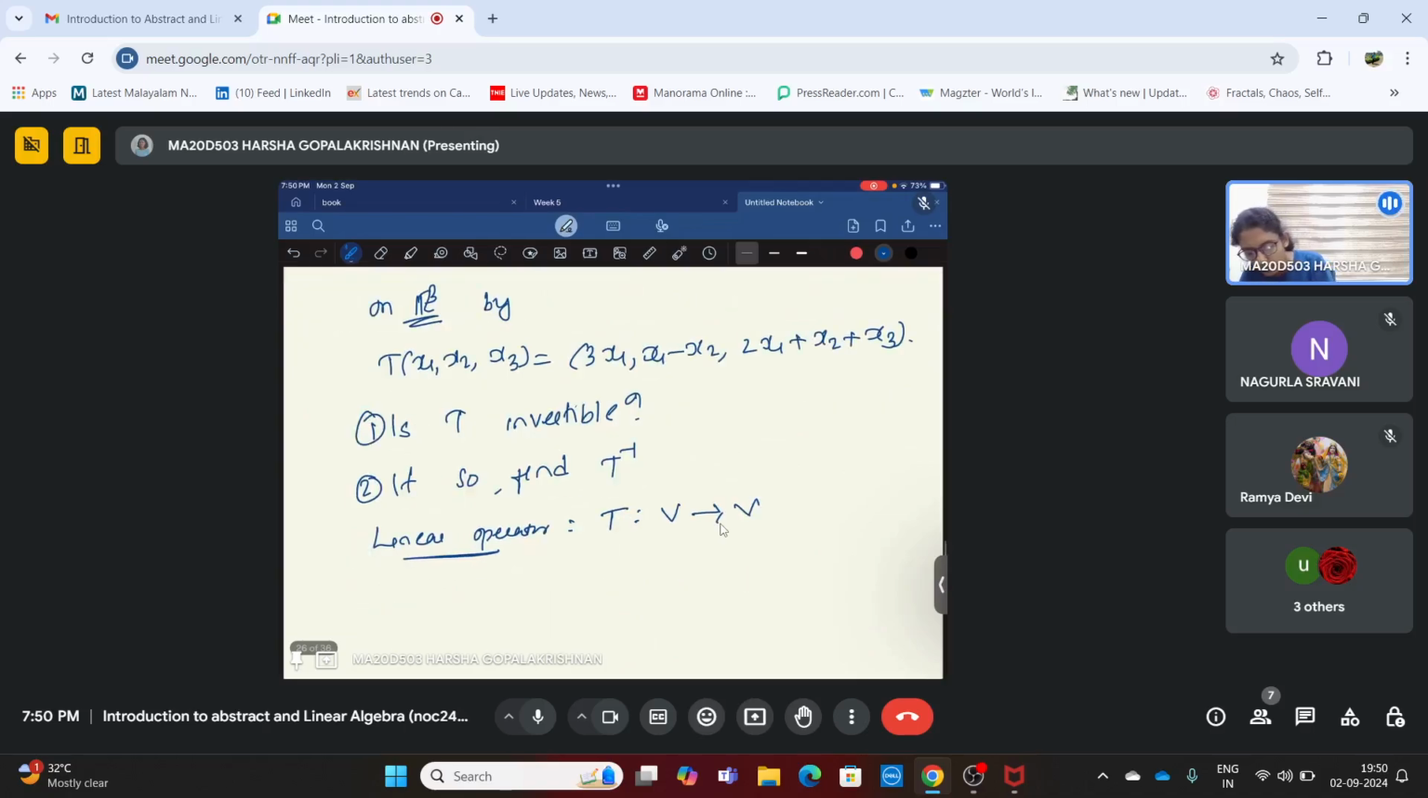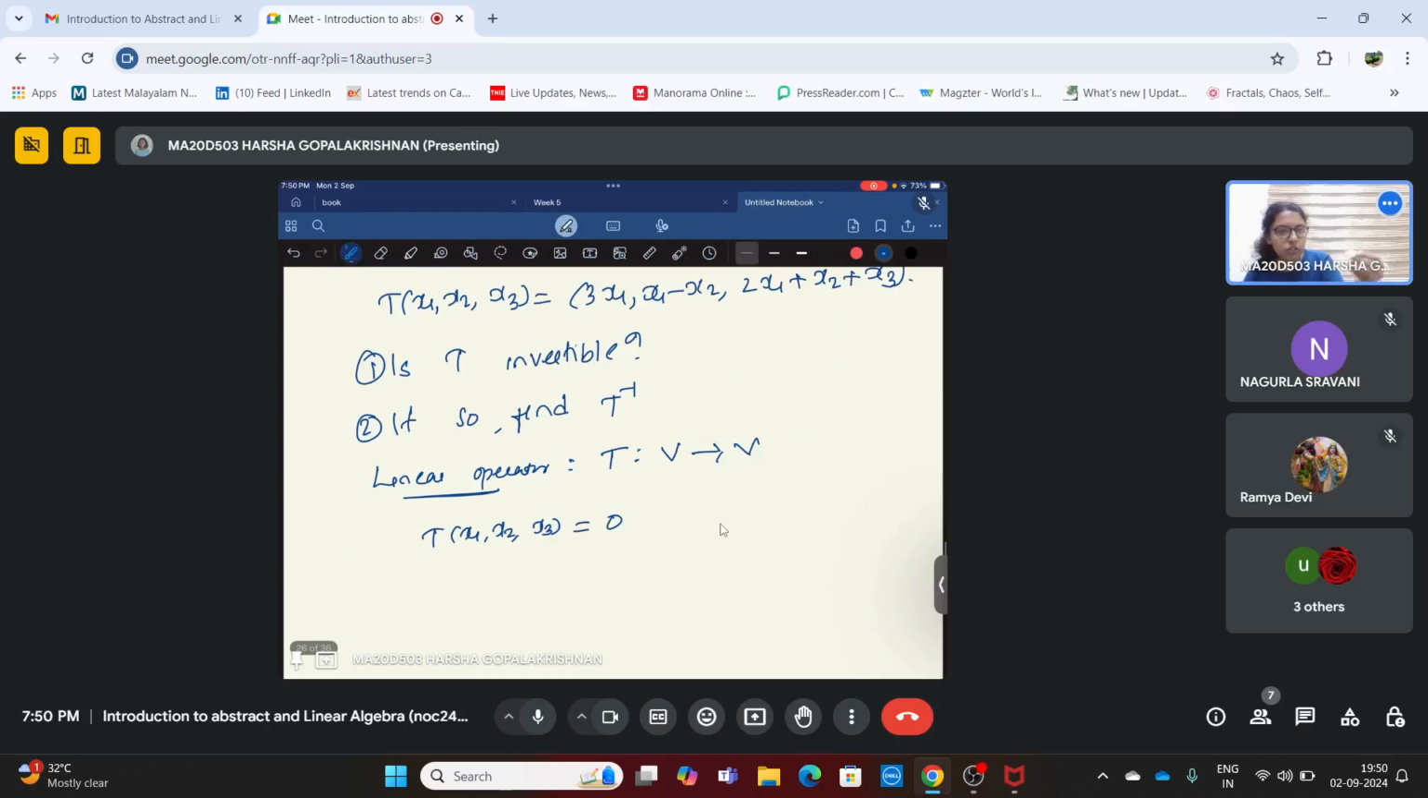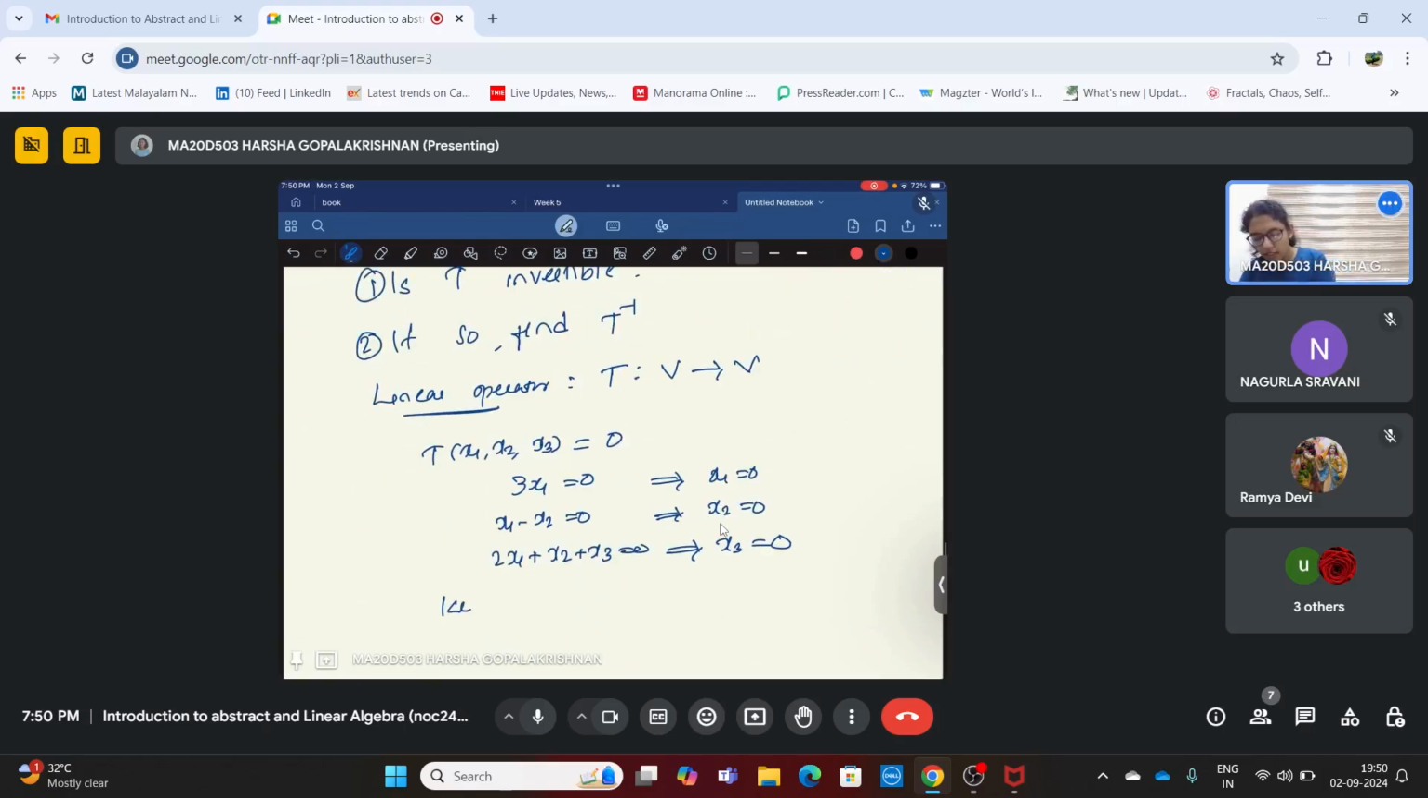Now let us very quickly see what is in the kernel of this T. T of x1, x2, x3 equal to 0 means each of the coordinates is 0. That is 3x1 is 0, x1 minus x2 equal to 0, 2x1 plus x2 plus x3 equal to 0. So from here we will get x1 equal to 0 and from here we will get x2 equal to 0 and this implies x3 equal to 0. Correct? Just solving the equation. So what we got? Kernel of T is just (0, 0, 0).